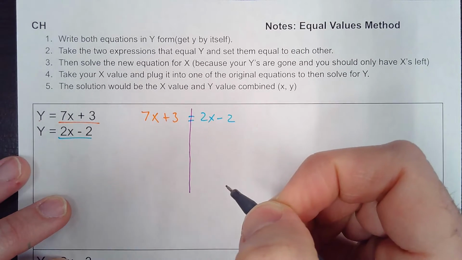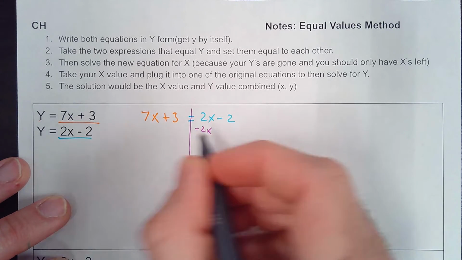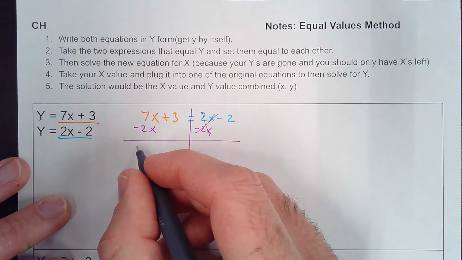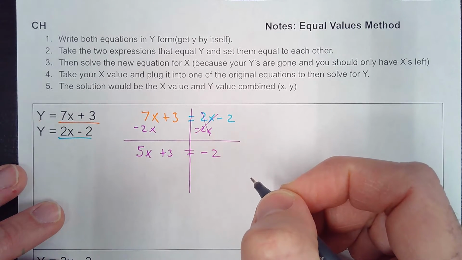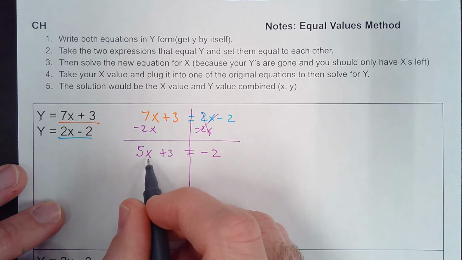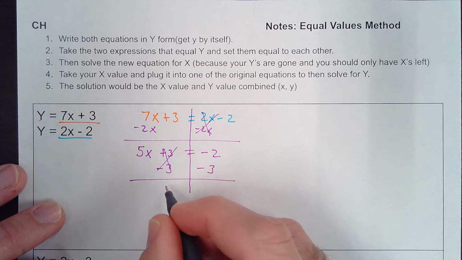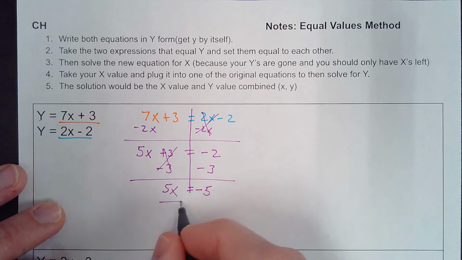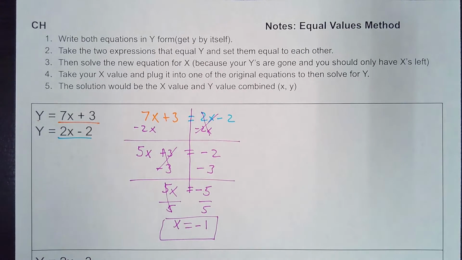So solve for x just like you would solve a normal equation. So here we'll subtract 2x from both sides. That cancels. I'm left with 5x plus 3 equals negative 2. Then I need to get this x by itself here, so I'm going to say minus 3. I'm left with 5x equals negative 5. Divide by 5. Divide by 5, x equals negative 1. Okay, we found x equals negative 1.